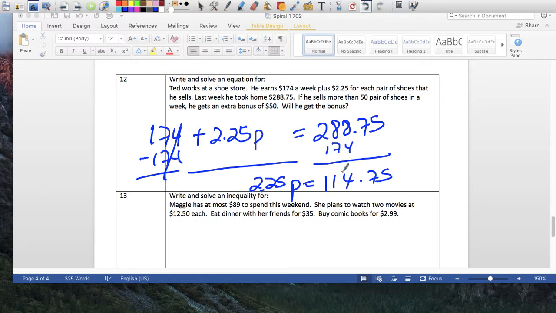So 114.75 divided by 2.25 equals, and last week he sold 51 pairs of shoes. Will he get the bonus? Yes, he will, because he sold more than 50.